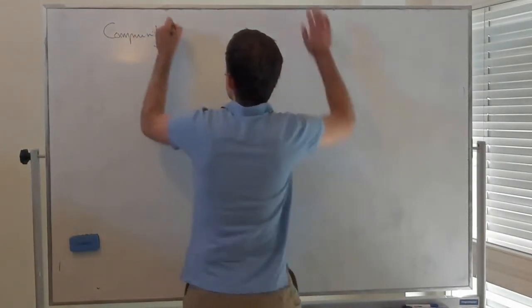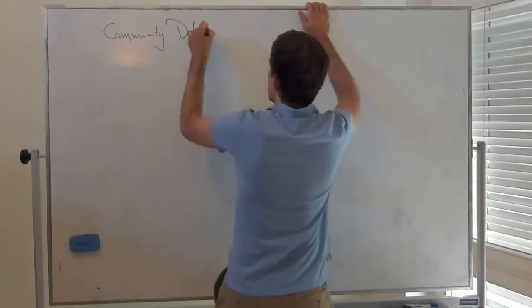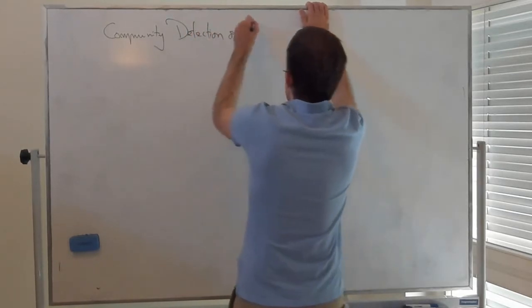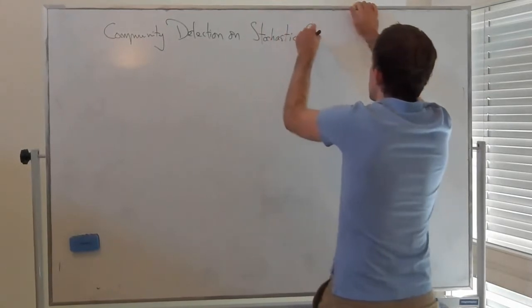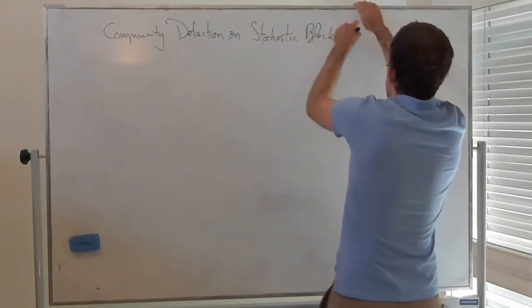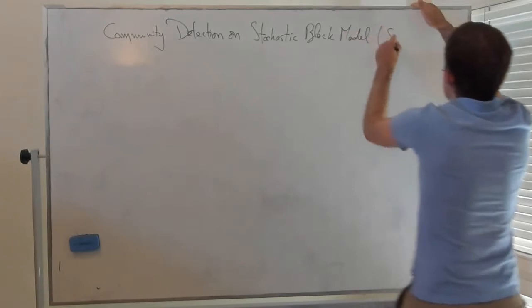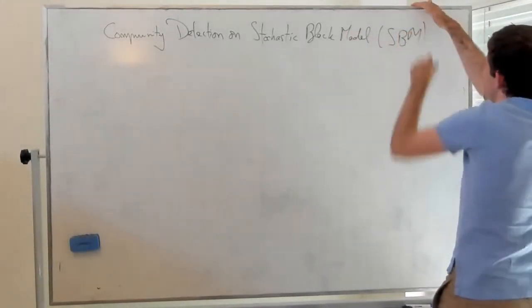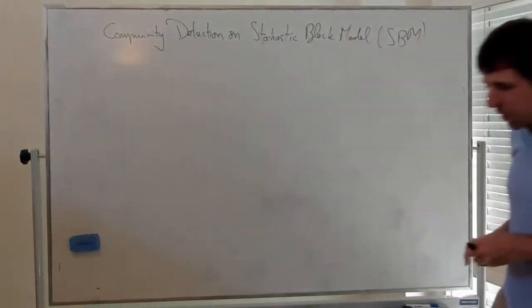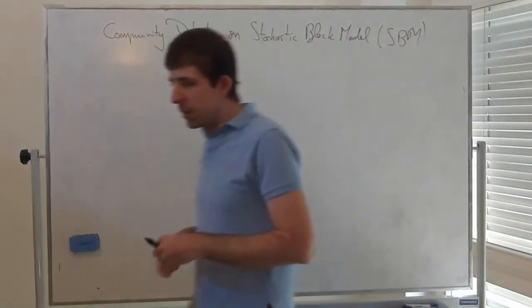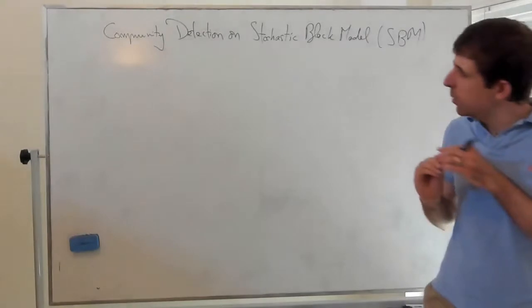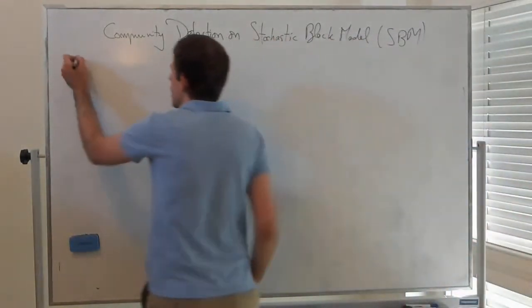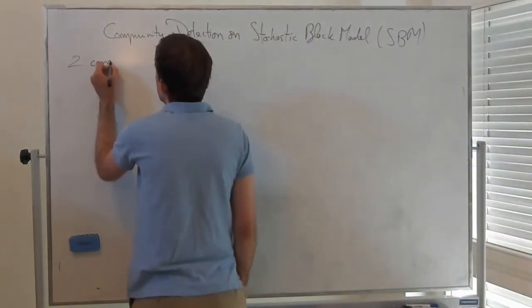Okay. Community detection. Stochastic block model, right? So known as SBM. Okay, and we can define it in great generality, in many settings. Here I'm going to do it for just two communities, and then it's sort of clear what is meant in general.